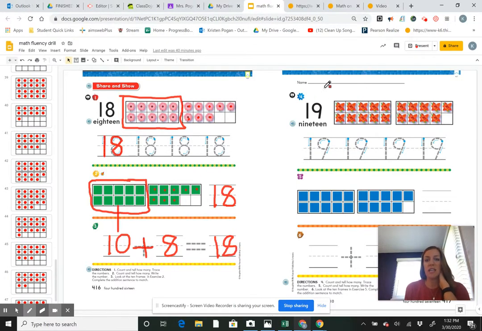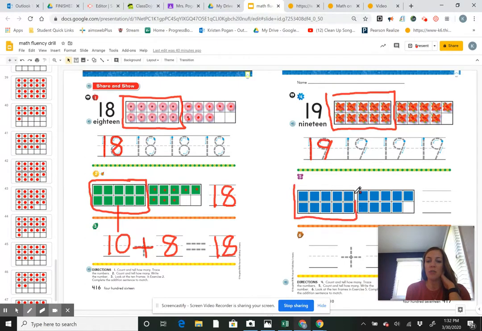Let's check the next page together. Again, I see a full 10 frame, so I can quickly say 10 and count on. 11, 12, 13, 14, 15, 16, 17, 18, 19. A 19 is a 1 for 1 full 10 frame and a 9 for 9 more. You should have traced the number 19 4 times before moving on.